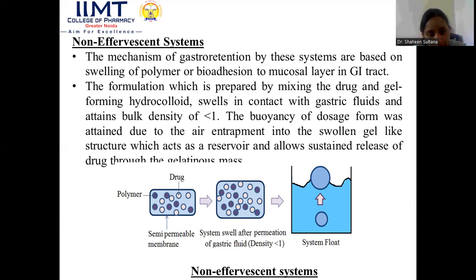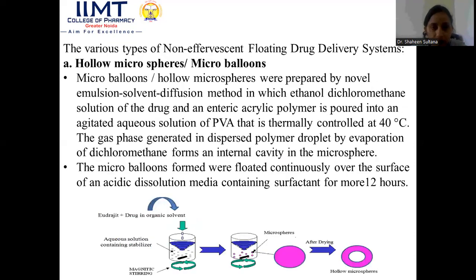You can see here in the diagram that the drug is mixed with the polymer. Then the system swells after contact with the gastric fluid, and its density becomes less than 1. Then the system starts floating. After the system starts floating, it slowly releases the drug for a long period of time.